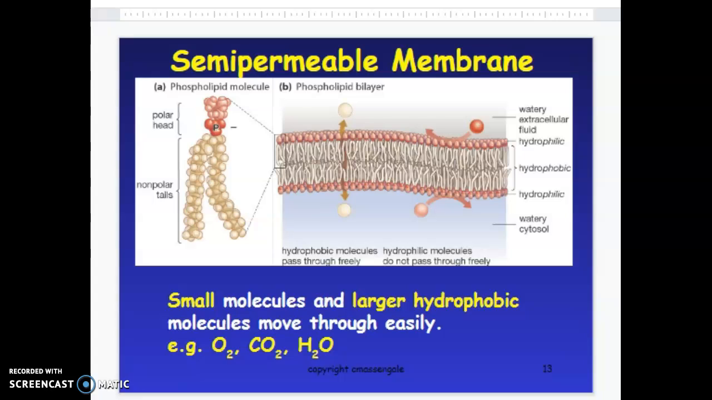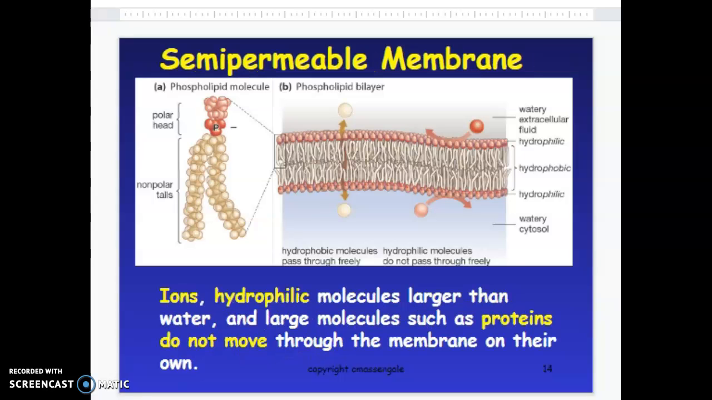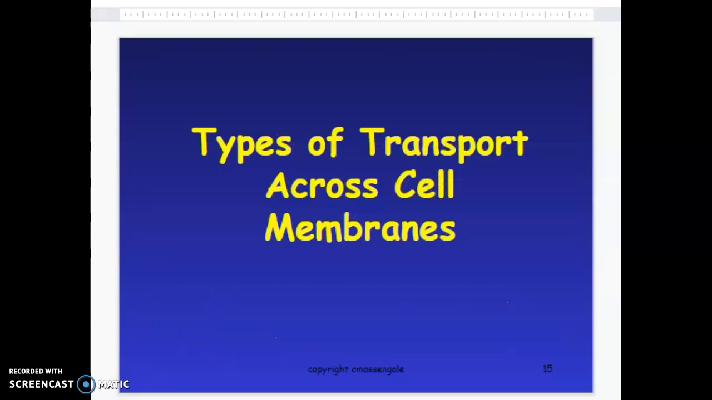Some molecules that are hydrophobic would be oxygen and carbon dioxide, and water can also move through your cell membrane. Some ions, such as salts and things like that, they have to use those proteins that are embedded in the cell membrane to help them move through there. In our next lesson, we'll talk more about how things can move or cannot move through the cell membrane, and we'll do that next class.